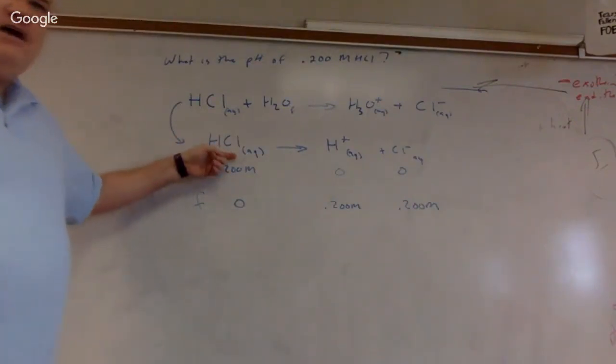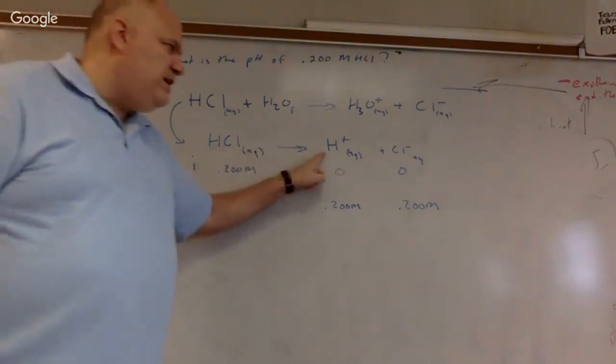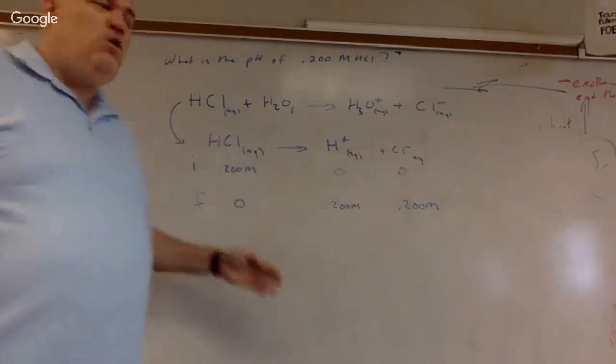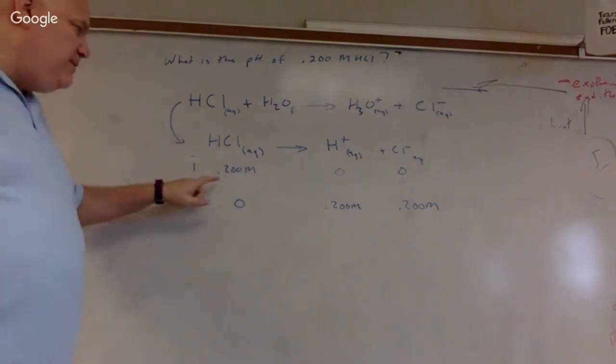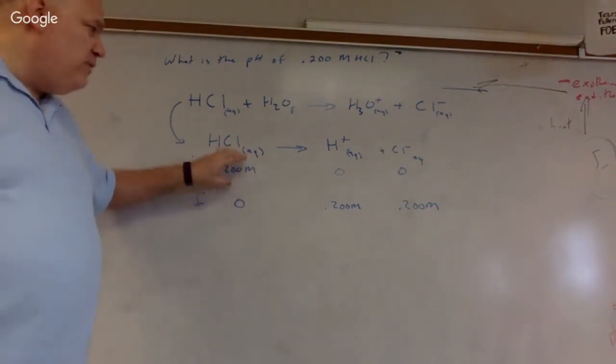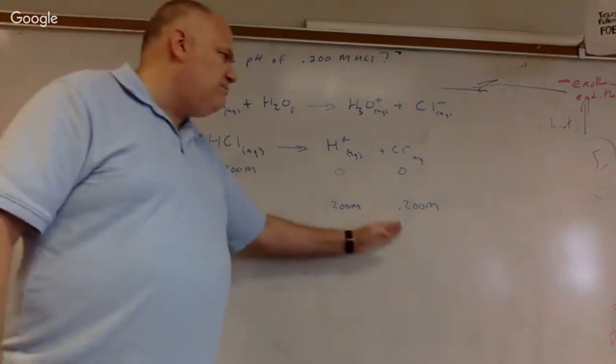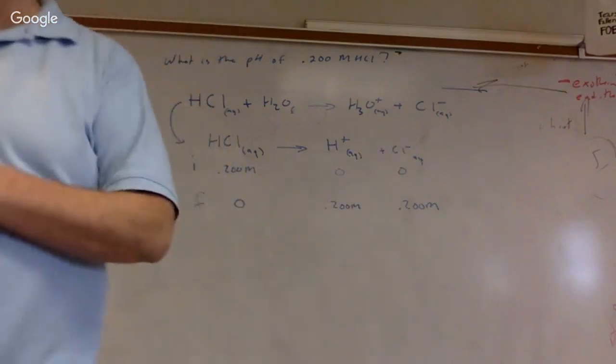If I have HCl, for every one HCl I have, if I break it apart, wouldn't I have one of these and one of these? No matter what quantity of this I have. I happen to have 0.200 molar of this, right? So if I have 0.200 molar of this, when I break it apart, I should have 0.20 molar of this and 0.20 molar of that. Does that make sense to you?